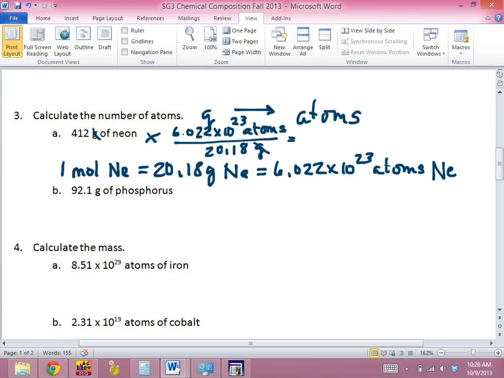This can also be done in 2 steps, and if you want to do it that way, that's fine. You can go from grams to moles, and then from moles to atoms. 412 times 6.022 EE23 divided by 20.18, and we come up with 1.23 times 10 to the 25th atoms of neon.